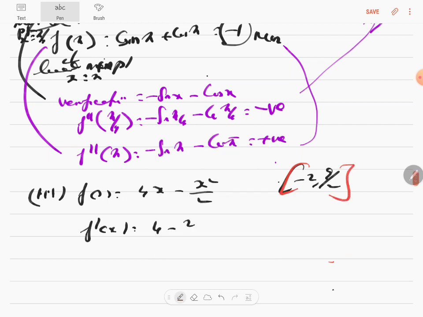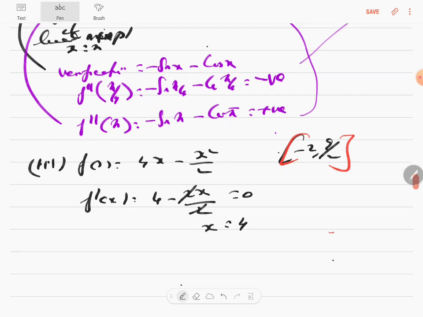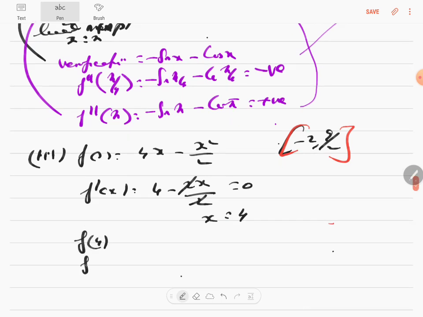And 4 minus 2x by 2. X square differentiation is 2x, 2x by 2, the 2 and 2 get cancelled. F dash, so you're going to substitute it equal to 0. The slope is equal to 0 and then we get the value of x is equal to 4. Now you know you have to do f of 4, f of -2 and f of 9 by 2.